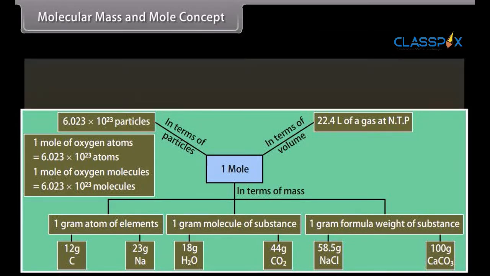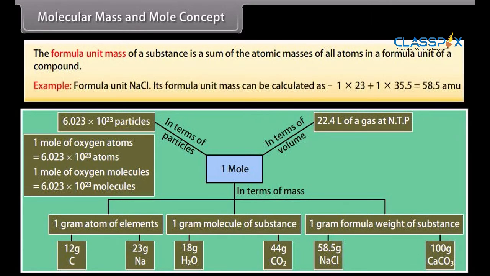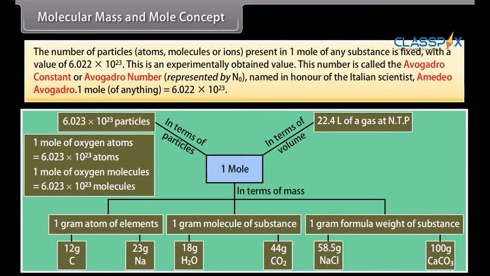The formula unit mass of a substance is a sum of the atomic masses of all atoms in a formula unit of a compound. Example, formula unit NaCl, its formula unit mass can be calculated as 1 into 23 plus 1 into 35.5, which equals 58.5 units.